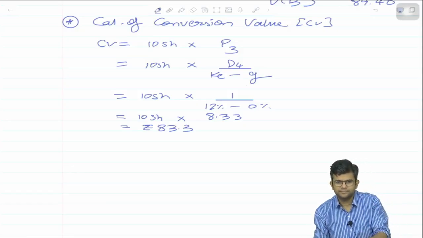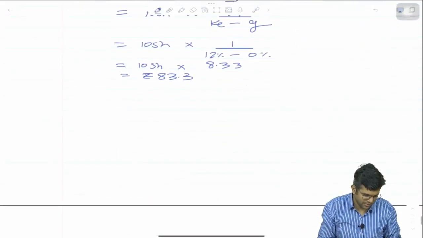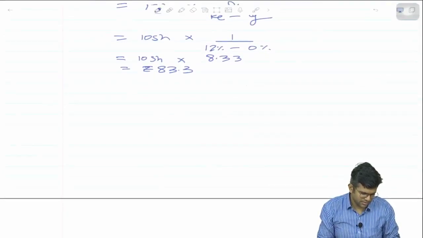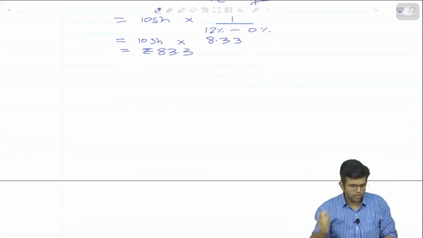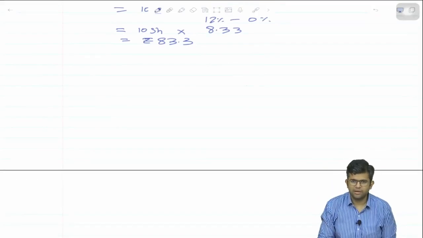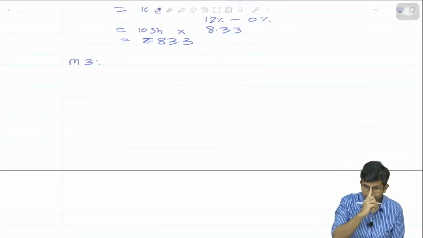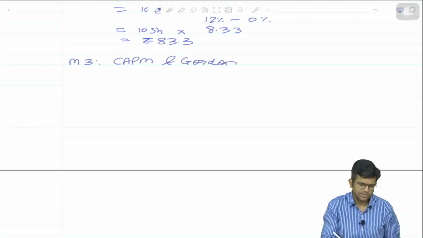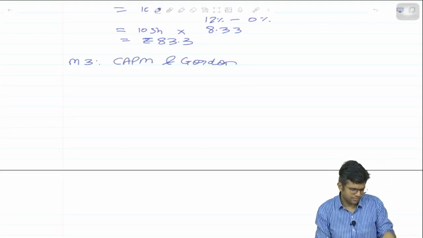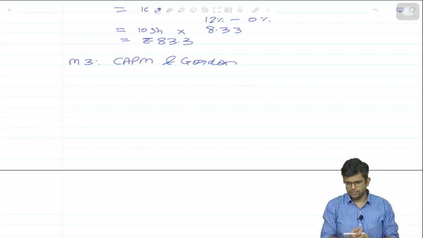Done? Okay. So with that we finish question number 19. Now students, in the notebooks give heading module number 3 now. Very simple module is starting now. Module number 3, just check. Okay. Give heading CAPM and Gordon. CAPM and Gordon.